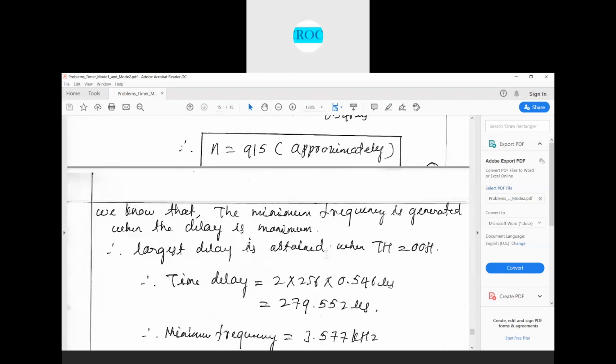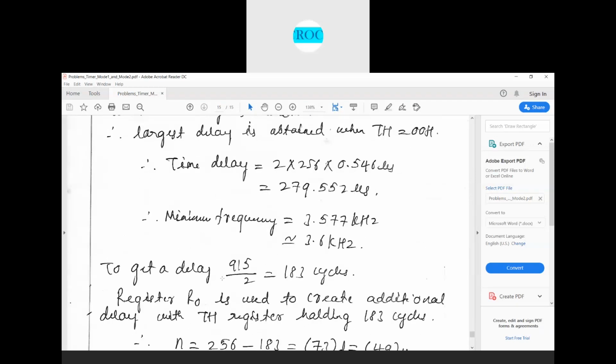To get this delay, what I do is divide 915 by 5. Make the correction, it is divided by 5. So what I get is 183 cycles. Now I know that an 8-bit counter can count 256 counts and 183 is less than 256, so I can load this value into the timer register.